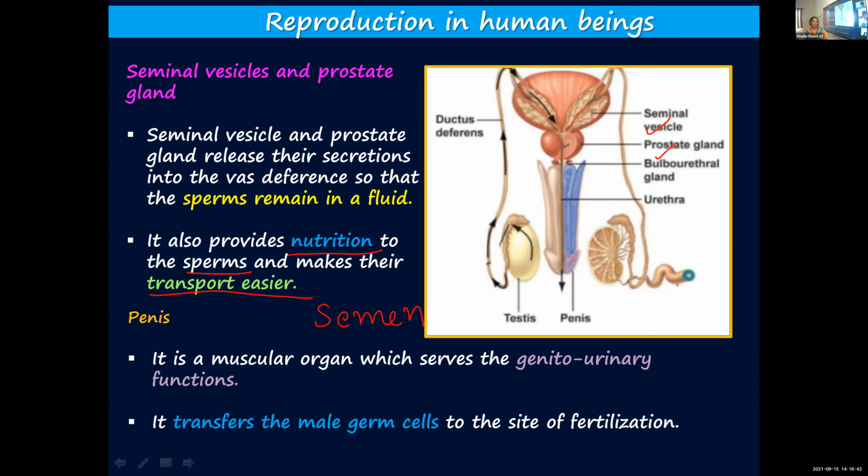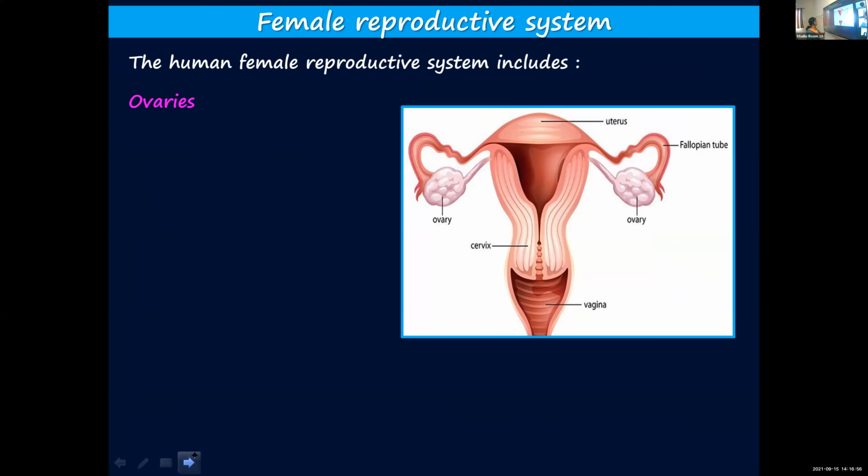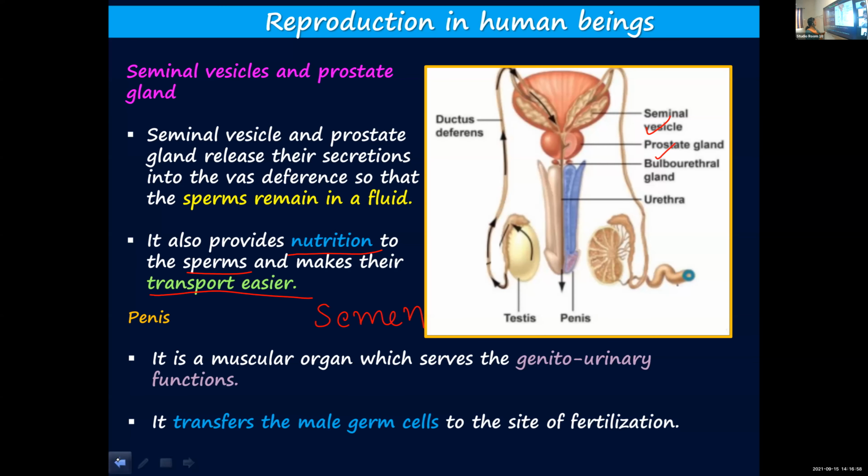You know that the site of fertilization is the fallopian tube, a part of the female reproductive organ. So it is released into the female genital tract with the help of the penis. The female reproductive system we will learn later.